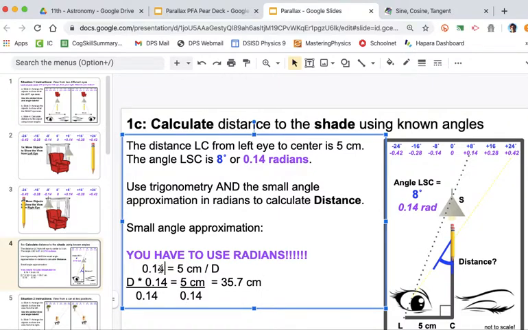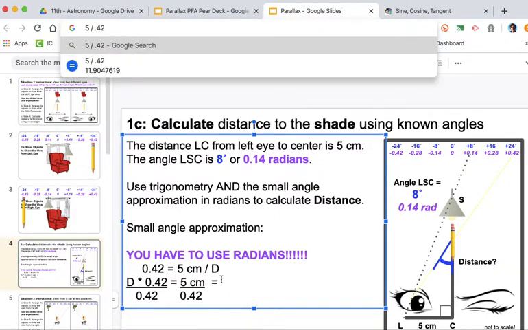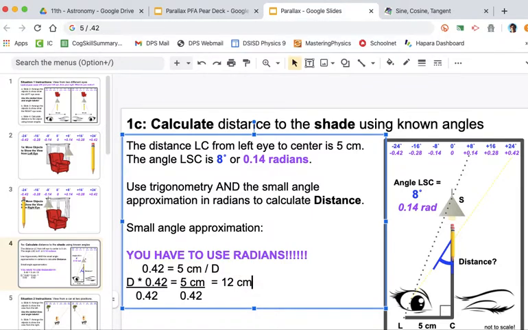And remember, the small angle approximation makes it super easy. So I'm going to actually use 0.42 radians equals 5 centimeters divided by distance. I'm going to replace this 0.14 with 0.42, and divide by 0.42 on both sides. And let's do this division problem real quick. 5 centimeters divided by 0.42 equals 11.9, or 12 centimeters.